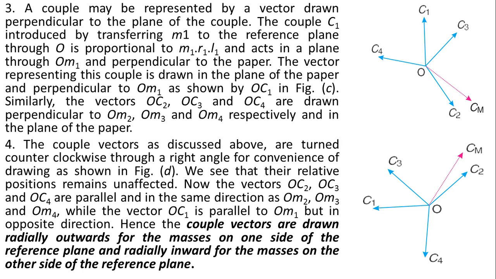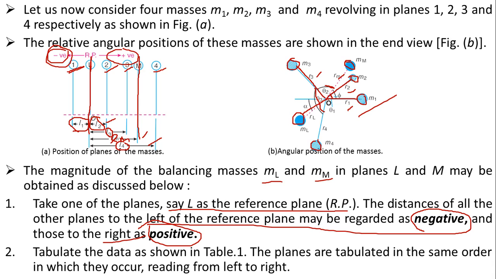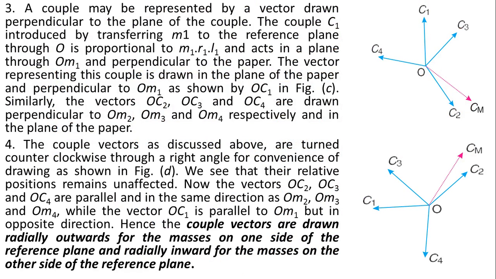So whatever values you get here, that is M1, M2, M3 and M4, the same thing you can represent in the form of vectors by taking the perpendicular to that couple. If you take these conditions, you will get a figure like this. You will understand this exactly when you do the problem.